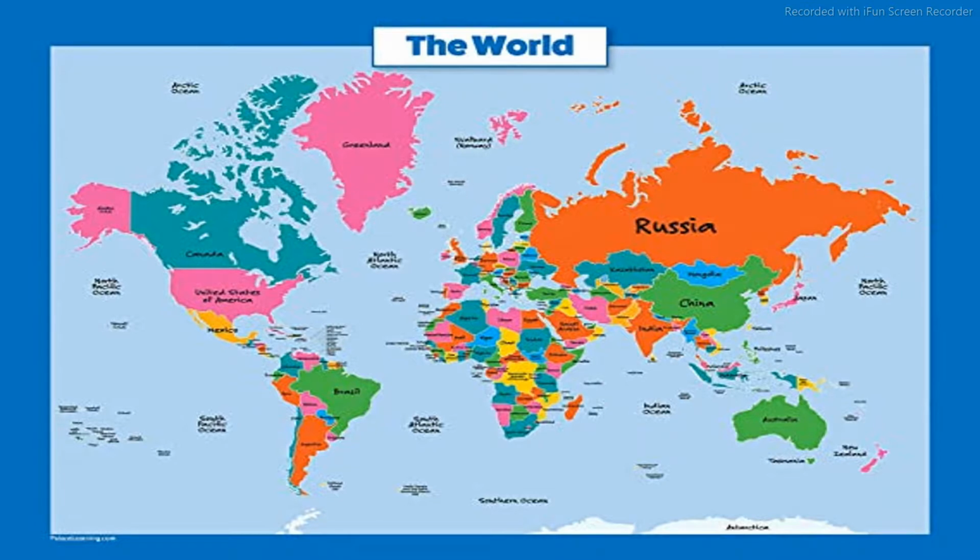And now let's recap what we have learned today. The large areas of land on Earth's surface are known as continents. Asia, Africa, North America, South America, Europe, Australia and Antarctica are the 7 continents. The different shapes and forms of land on Earth are known as landforms. For instance, mountains, hills, valleys, plateaus, plains and deserts.